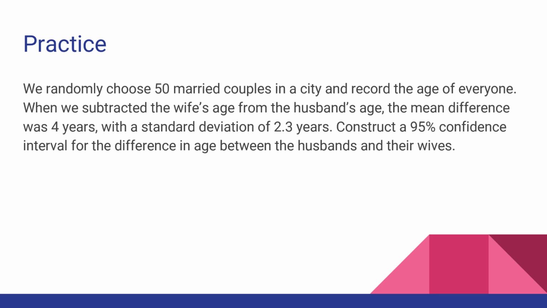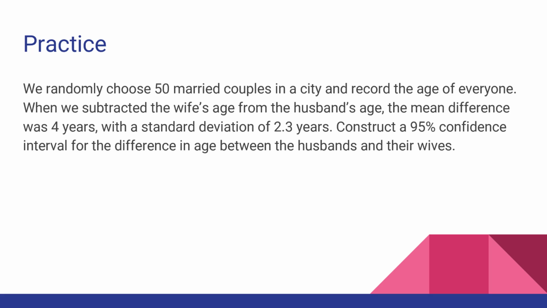Putting this into practice, I have a question here. If we randomly choose 50 married couples in a city and record the age of everyone, and when we subtract the wife's age from the husband's age, the mean difference was 4 years with a standard deviation of 2.3 years. We're going to construct a 95% confidence interval for the difference in age between the husbands and their wives.